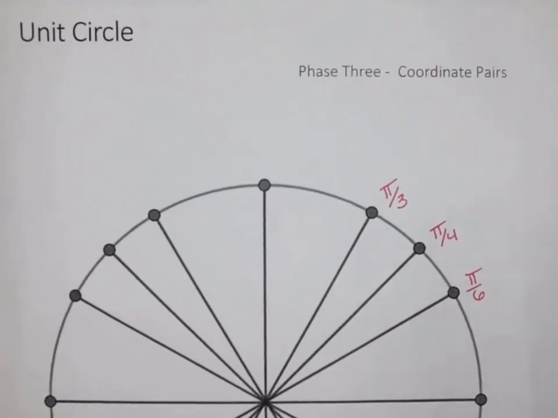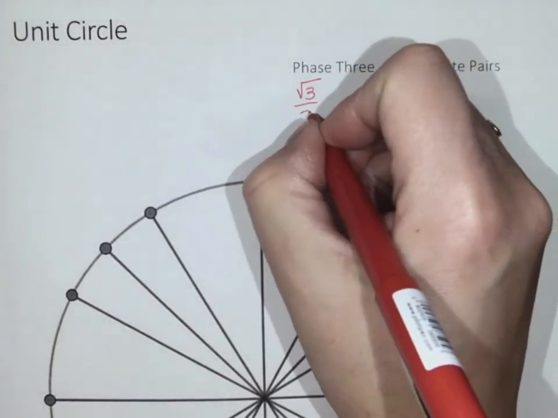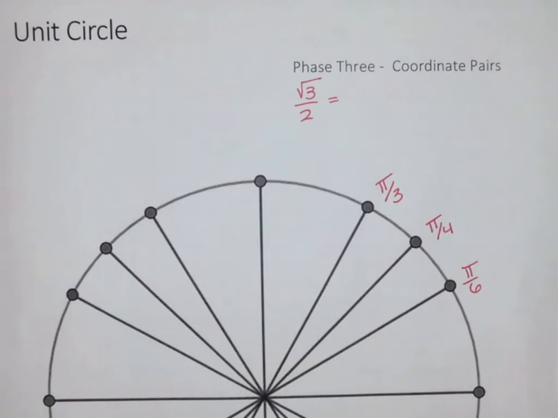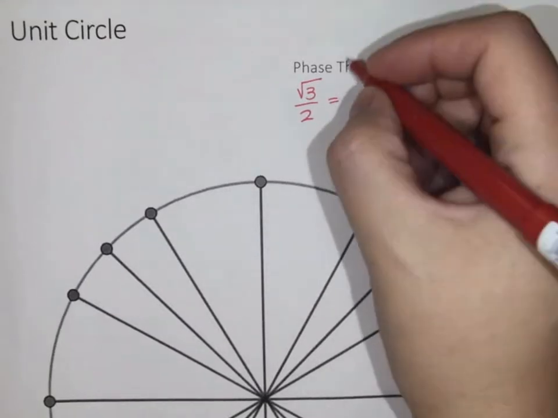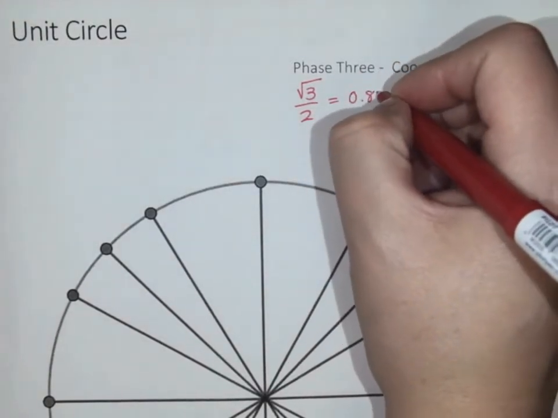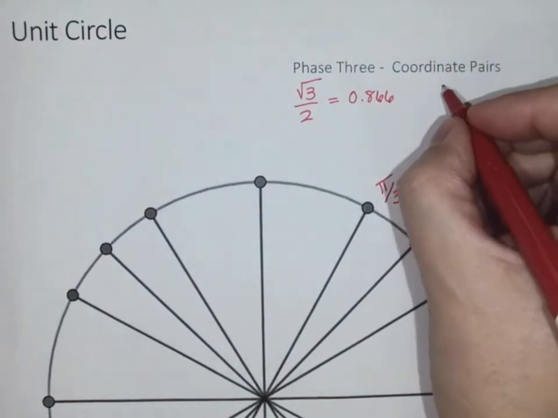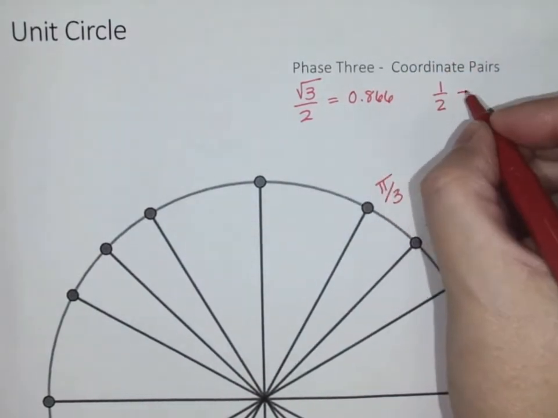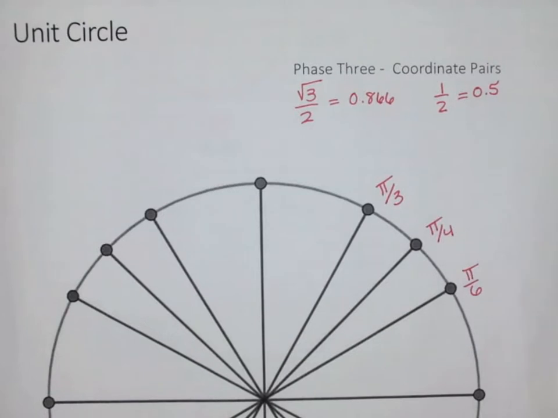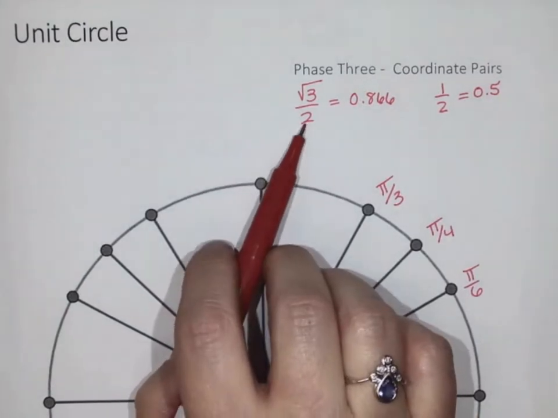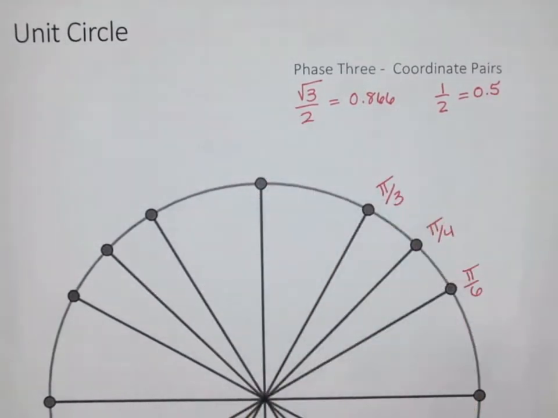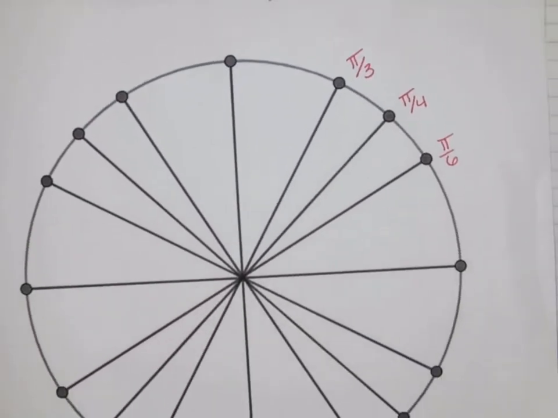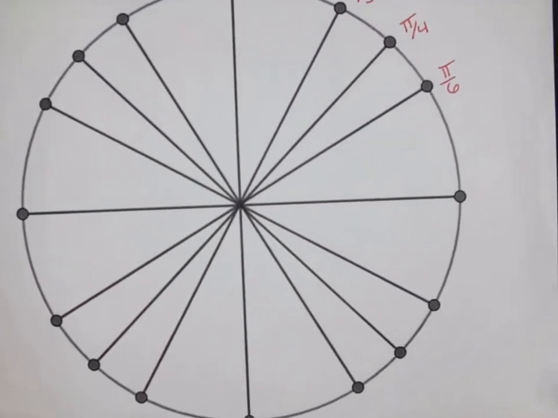If you do root 3 over 2 in your calculator, let me use my calculator. Root 3 divided by 2, I get a decimal of 0.866. And then what is 1/2 as a decimal? 0.5. So would you guys agree that this one is a greater number, a bigger number than 1/2? Okay. All right. So I call these the short longs.